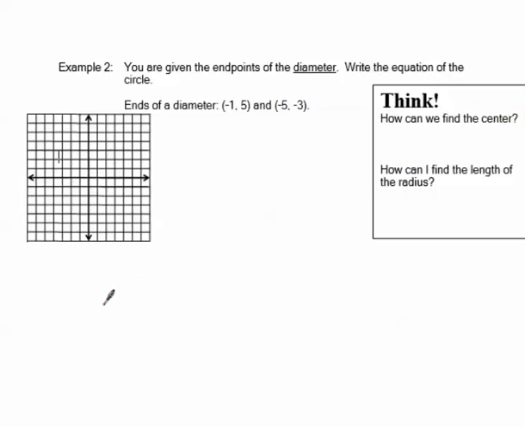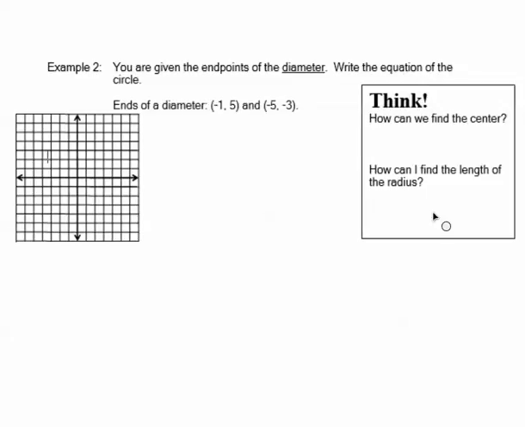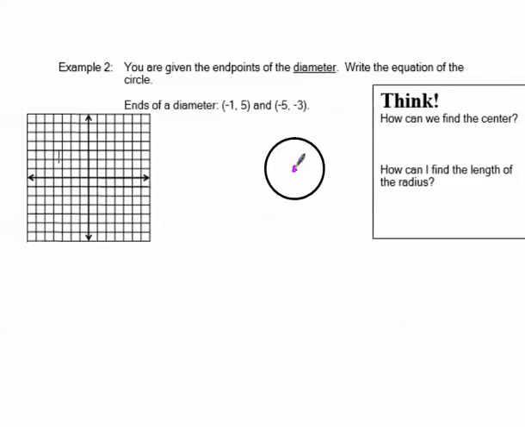All right, so you are given the endpoints of the diameter. Let's think about that. We have the endpoints. Remember what a diameter is? We have a little circle, and the endpoints of the diameter are going to be here. They actually go all the way across the circle through the center. So the endpoints of a diameter are (-1, 5) and (-5, -3). All right, so these are the endpoints of the diameter.